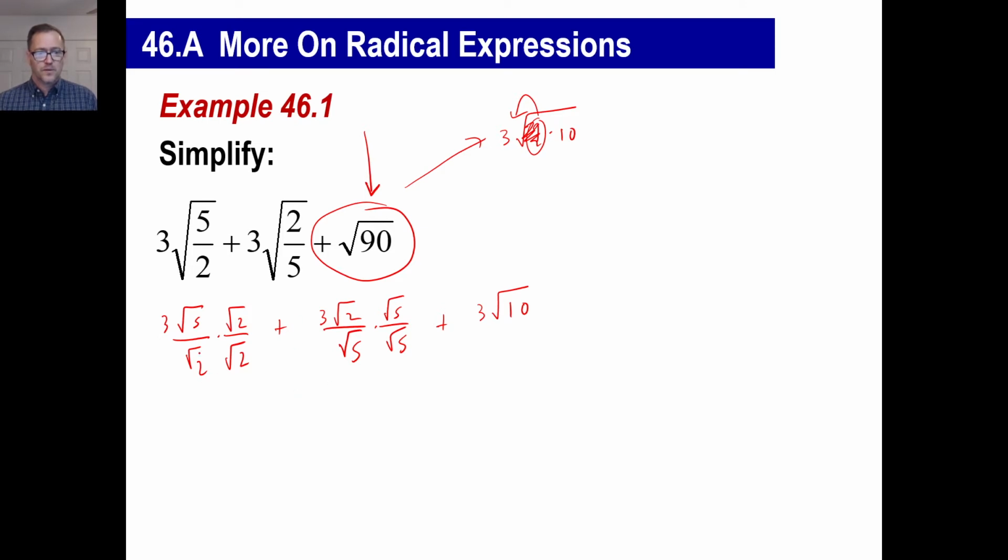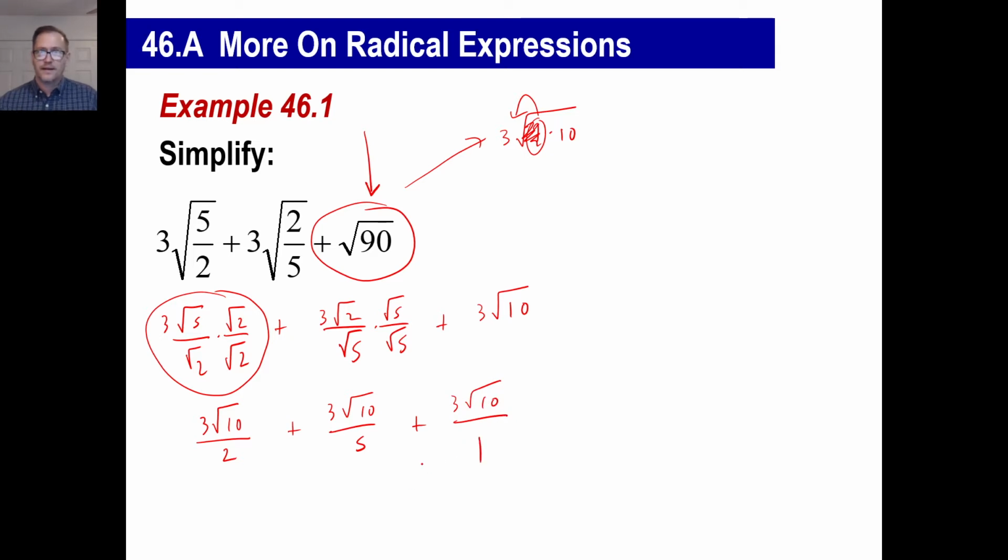Okay. So let's do this one first. This turns into 3 times the square root of 10 over 2. This one turns into 3 times the square root of 10 over 5. This one is 3 times the square root of 10. We'll just put it over 1 just for the heck of it. So we recognize our common denominator. This is going to be 10, obviously. So we multiply by 5, which means we multiply that by 5 as well. We multiply by 2, which means you multiply that by 2. You multiply this by 10, which means you multiply this by 10.